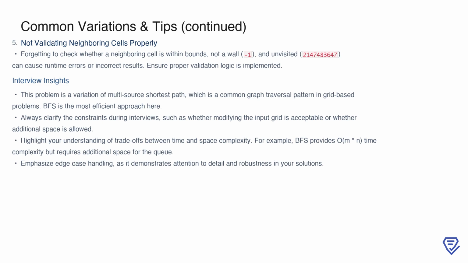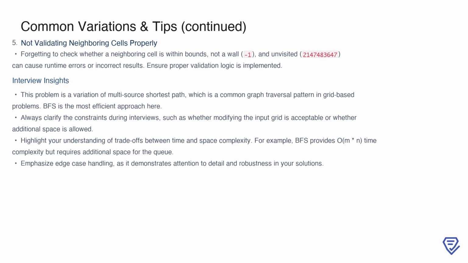Now, let's discuss some insights for interviews. This problem is a classic variation of the multi-source shortest path, a common graph traversal pattern in grid-based problems, and BFS is the most efficient approach to solve it. During an interview, always clarify constraints, such as whether modifying the input grid is acceptable or if you're allowed to use additional space. Additionally, demonstrate your ability to weigh time and space trade-offs. For example, BFS has a time complexity of O(m*n), but it requires extra space for the queue.